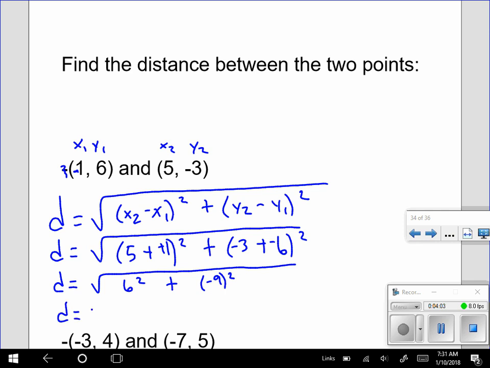Now my next step would be exponents. So I have 36 plus -9 times -9 is positive 81. And then we would just add the two numbers. So we'd have D is equal to the square root of 36 plus 81, which would give us 117. Okay, and then we can grab our calculator and square root that and round to the nearest tenth, so it would be about 10.8.